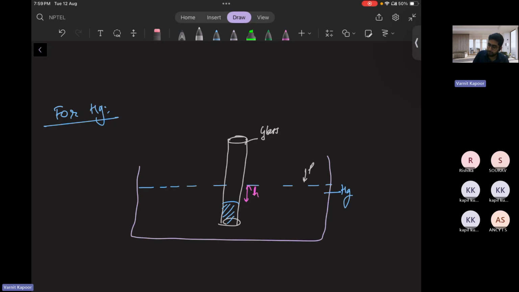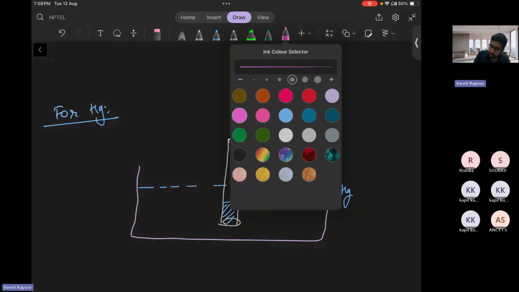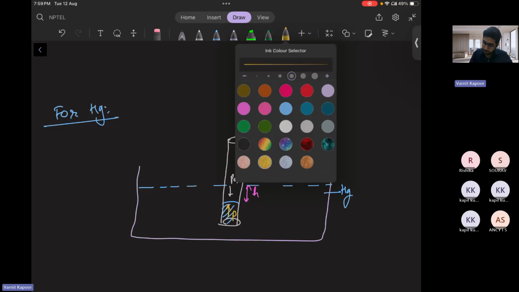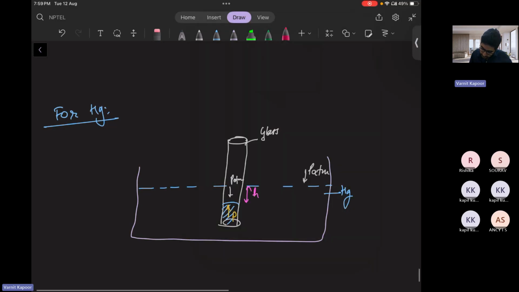Again, there is P atmosphere which is acting. Inside, a higher pressure will be there eventually. The meniscus, P, and here it is acting P atmosphere. The meniscus is like this. Again, the surface tension direction this time will be like this on the meniscus, sigma.